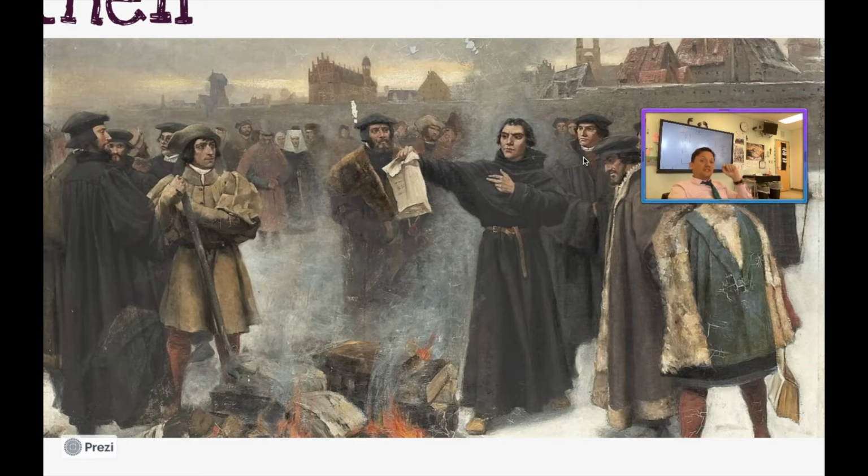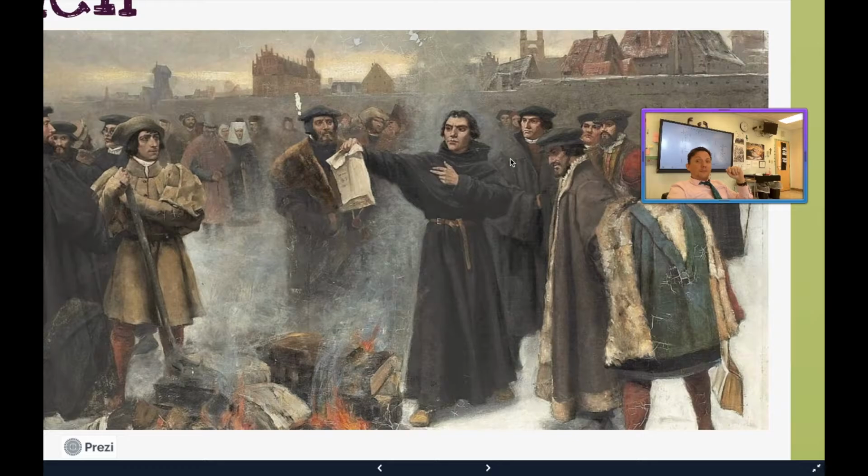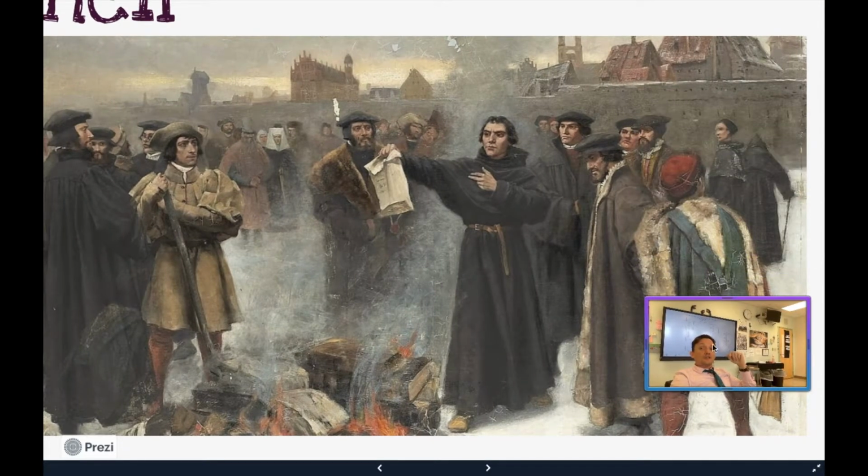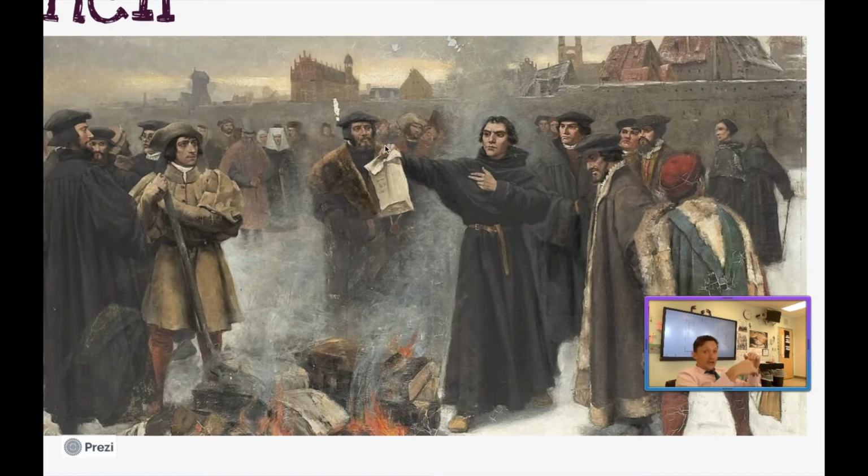But the thing to notice really quickly are the people standing nearby him, right? If you're looking around at the individuals standing in this picture, you'll notice that there's a lot of German priests. You see these little hats they're wearing? Those are German priests. And you're also going to notice these people in the background. These people in the background are what's known as German princes, right?